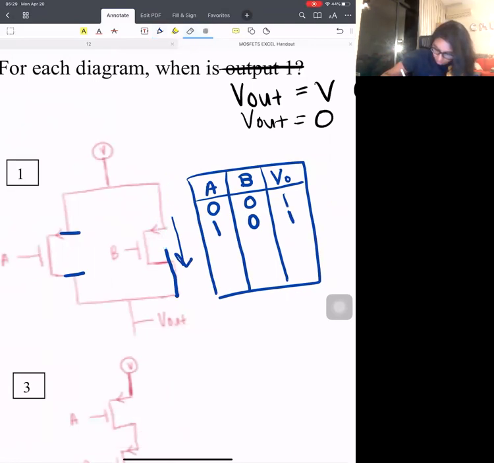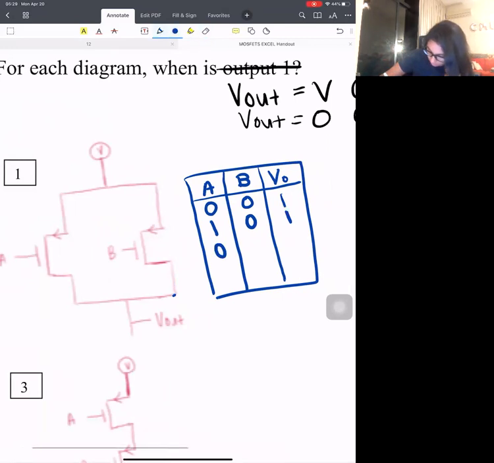So then we keep going through this, and now we're going to try A is 0 and B is 1. And so you're just going to have the flip scenario. So now this is going to become an open circuit, and this is going to become a short circuit. Your current is still able to flow through this side. So V out equals V, and you're going to have a 1 here.